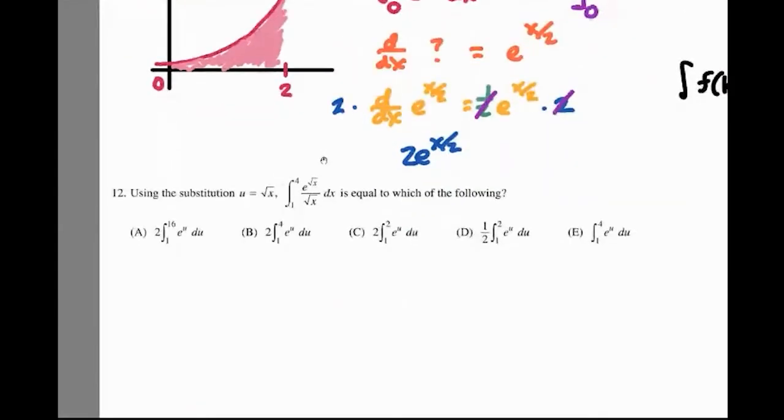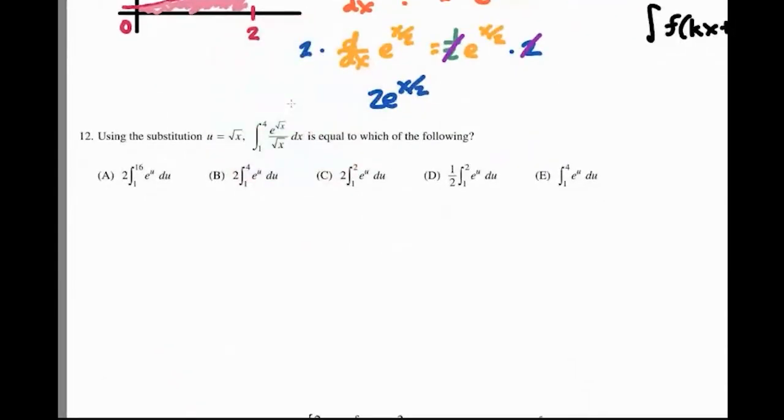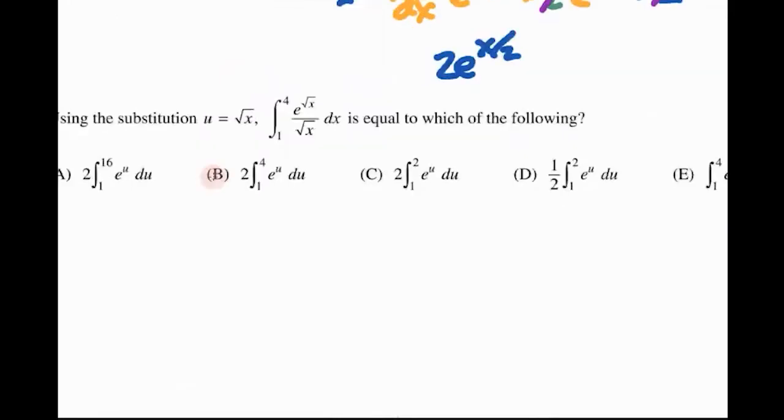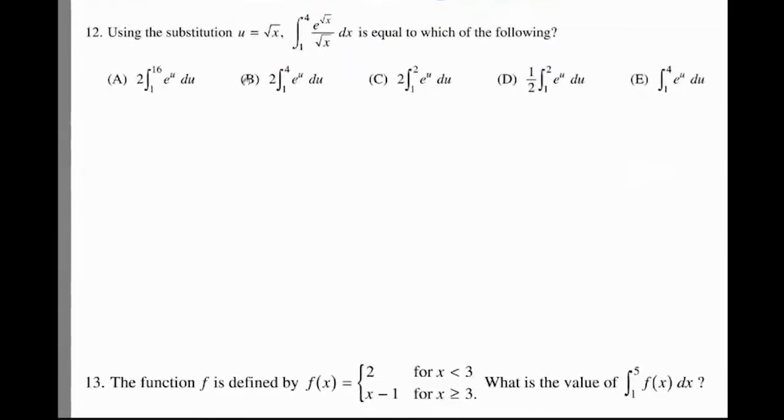All right. Is everyone okay so far? Okay, we are still going to do a deep dive in each individual section too. This is just an intro for this. So, all right, using substitution. Okay, using the substitution, u equals the square root of x, dx is equal to which of the following?